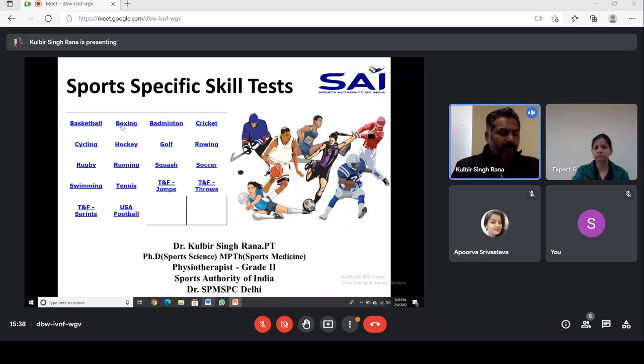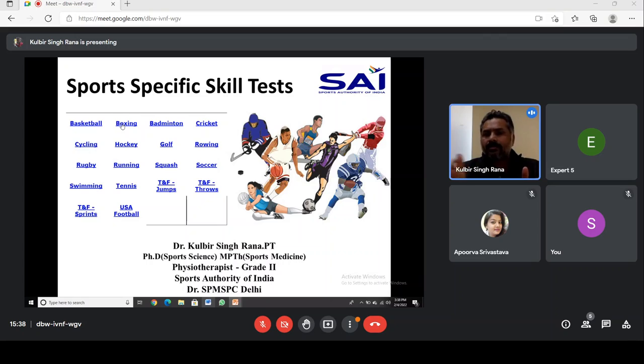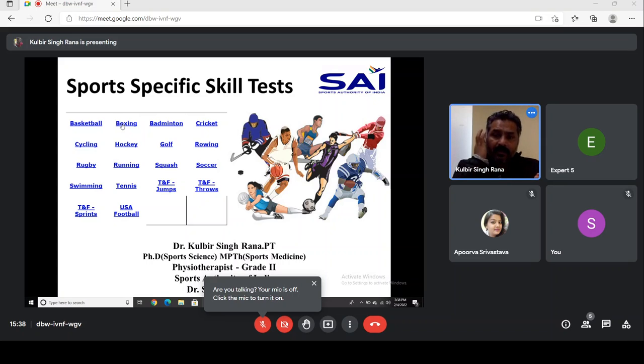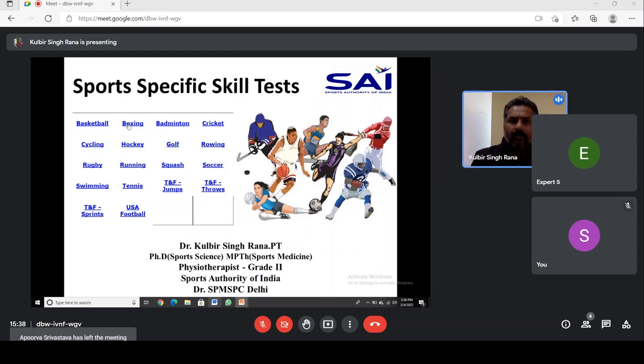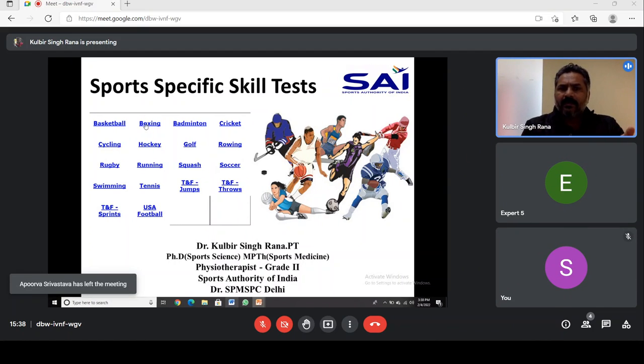See, when we do specific testing, we only analyze these parameters: endurance, strength, agility, balance, coordination. All those tests are basically the same. But according to the requirements of the sport, we change the testing. Because if you see a basketball player, he will have more requirement of agility, coordination, balance, and endurance as well, right? Whereas a sprinter or athlete will not require that much agility, will be requiring only strength and speed, right? So according to that, we vary the tests. Otherwise, the basic tests will be the same because the parameters of fitness will be the same for all athletes, right?